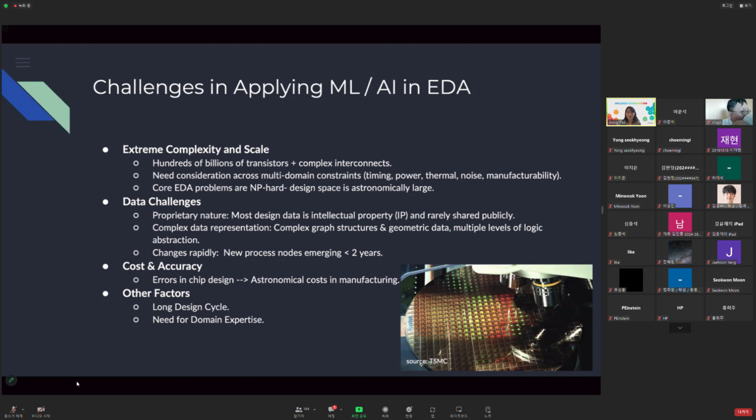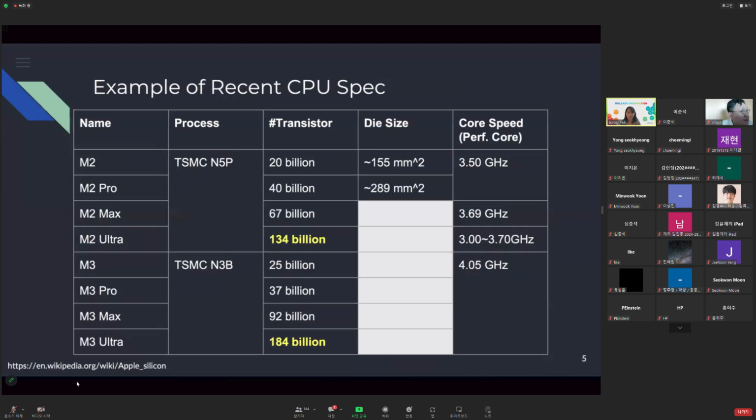And there is complex data representation. As I mentioned, the data is not just tabular data. Often it can be a complex graph structure. On top of that, it also involves geometric data, because we need to know what kind of wire rectangles are used here, what kind of transistors are placed here, and so on. So multiple levels of logic abstraction are needed. And another thing is, as you could see from the previous slide, going from M2 to M3 probably took maybe a couple of years to get there.